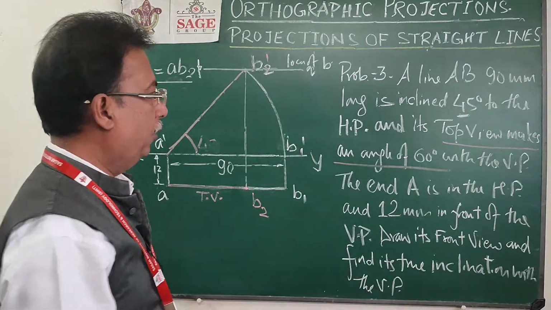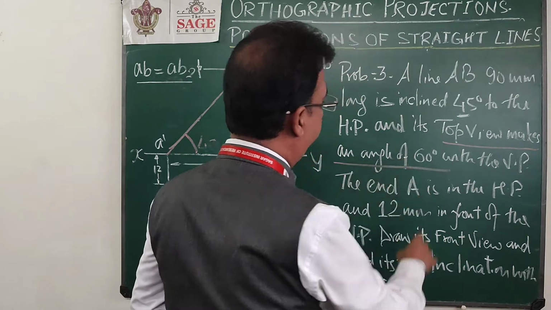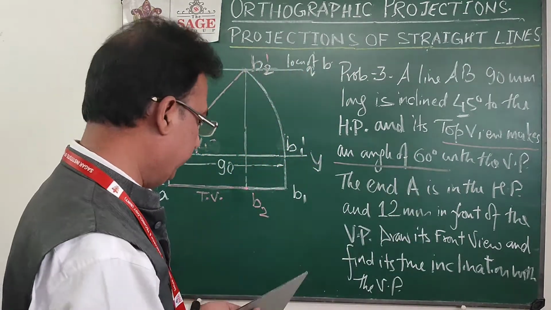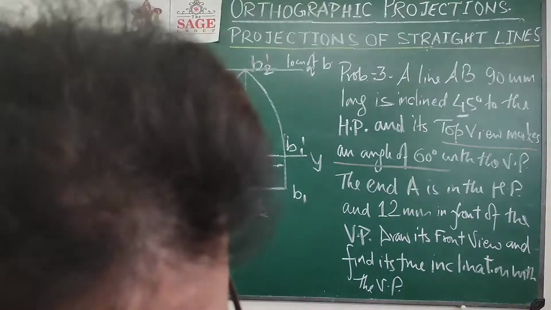Now in the third step, look at this statement: top view makes an angle. Top view means the final angle, that is beta angle. So this time the beta angle will be given to me. That is a new thing in the problem.